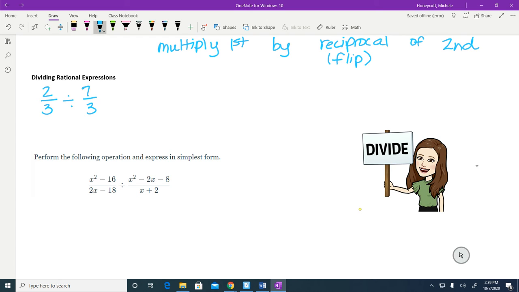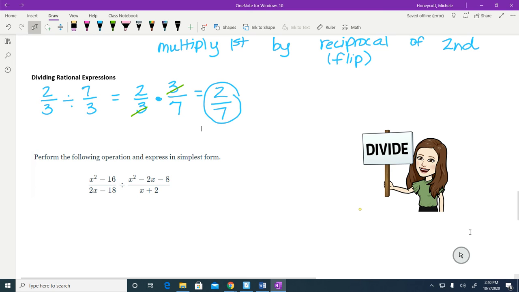So the way I would divide 2/3 by 7/3, I would say this is the same as 2/3. Keep the first fraction the same. Change the division symbol to multiplication. Flip the second fraction. So you might have been taught keep, change, flip. Then I'm going to ask, are there any common factors I can divide out? The 3's. So this ends up just being 2/7. All right, now let's do this with algebra.